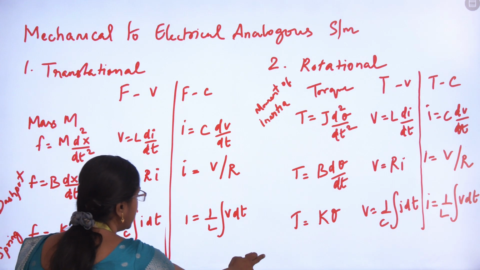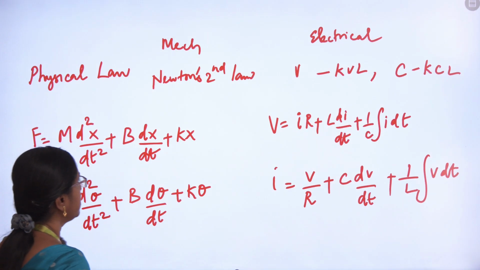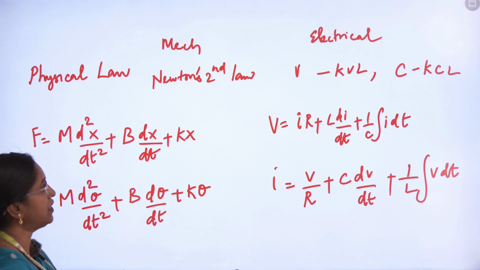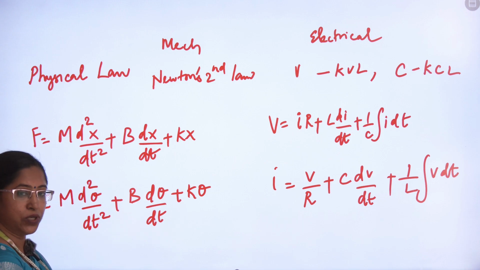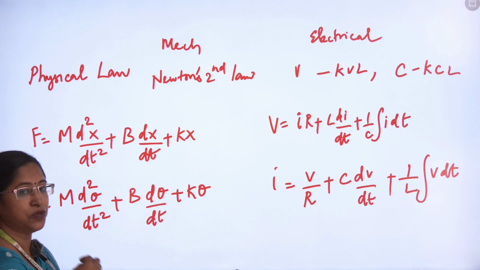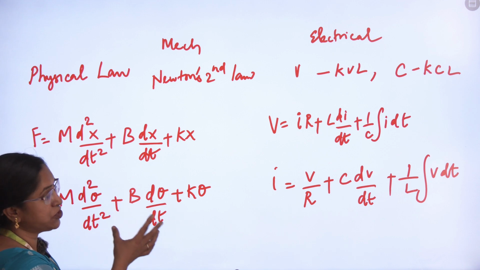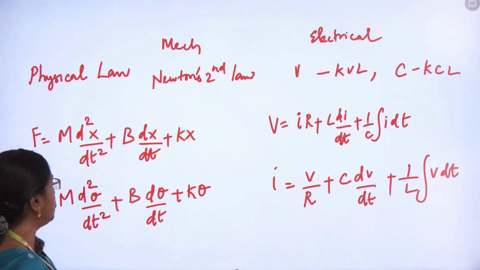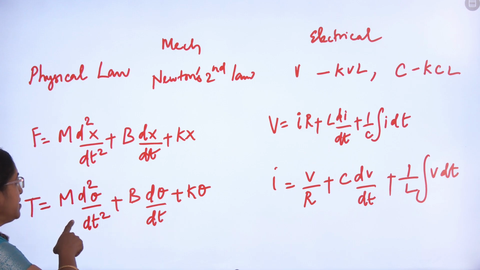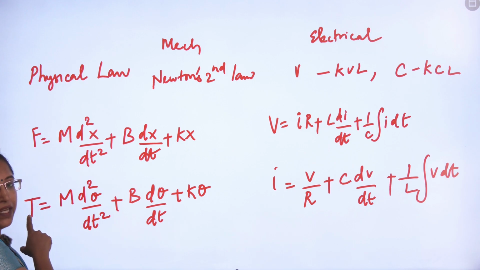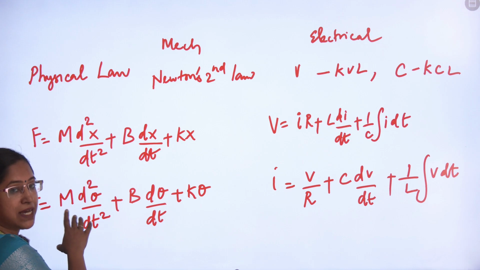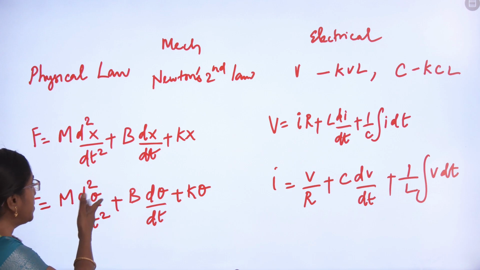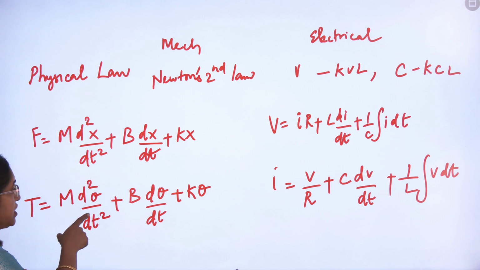Okay. Now let us see what are the physical laws we are using. So in mechanical, the physical law it obeys is Newton's second law. And in electrical, when your input is going to be voltage, it is going to obey Kirchhoff's voltage law KVL, and when the input is going to be current, it is going to obey Kirchhoff's current law KCL. So generally we can write this equation, when you have all in series, your mass, dashpot and spring, the force equation as F is equal to m d square x by dt square plus b dx by dt plus kx.